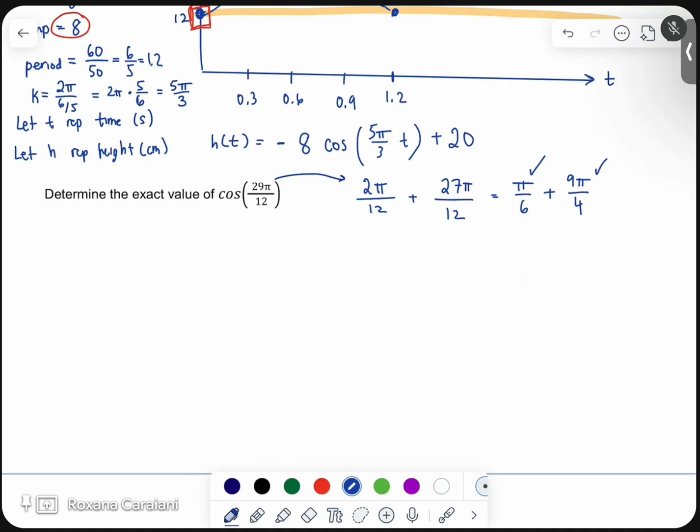So now I can rewrite this value as cos of pi over 6 plus 9 pi over 4. And this is not the only combination you can use. There's lots. This is just what I thought of in the moment. Okay. Now, this is the addition of two angles. So just a reminder, cos(A plus B) is equal to cos A cos B subtract sine A sine B. And in my version here, pi over 6 is A, 9 pi over 4 is B.